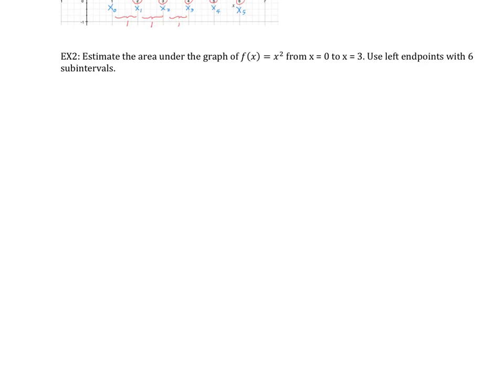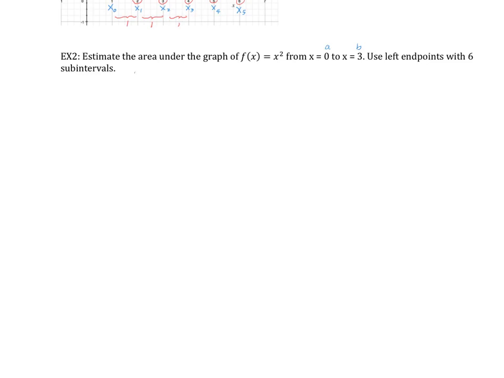In example 2, we're going to estimate the area under a graph. Here our graph is x squared, going from x is 0 to x is 3. I'm going to use left endpoints with 6 subintervals. So let's put all this together. My x sub 0, that would be a, is 0, and b is 3.